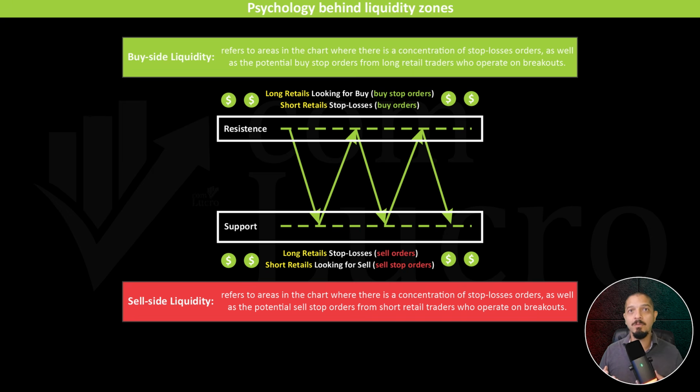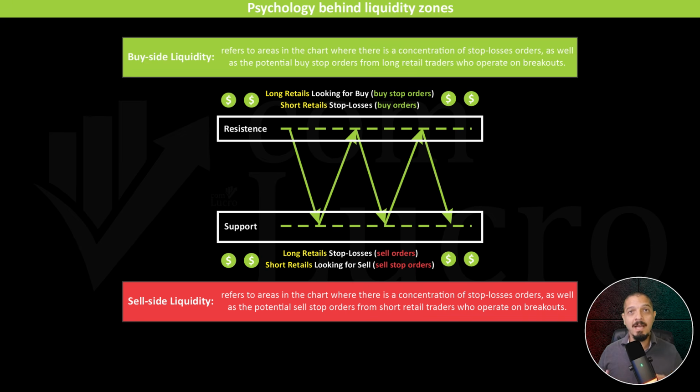Buy-side liquidity refers to areas in the chart where there is a concentration of stop-loss orders, as well as the potential buy-stop orders from long retail traders who operate on breakouts. Sell-side liquidity, conversely, refers to areas in the chart where there is a concentration of stop-loss orders, as well as the potential sell-stop orders from short retail traders who operate on breakouts.